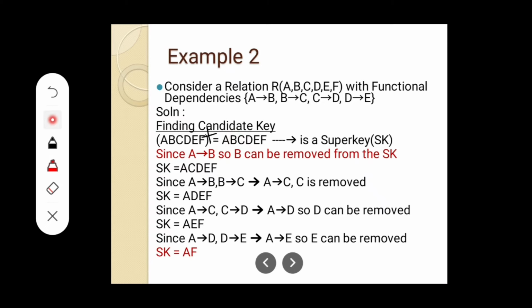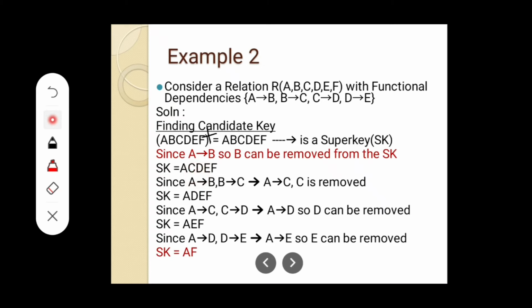Okay, then how can we reduce the super key? What do we have to do next with this super key? We have to reduce the super key. We have to minimize the super key by looking at the functional dependencies. Look at here. A determines B. So which means that B can be removed. From this B can be removed. A determines B, so B can be removed. So the rest of the answer is ACDEF. ACDEF is the answer.